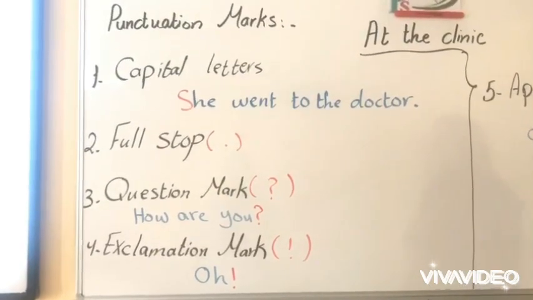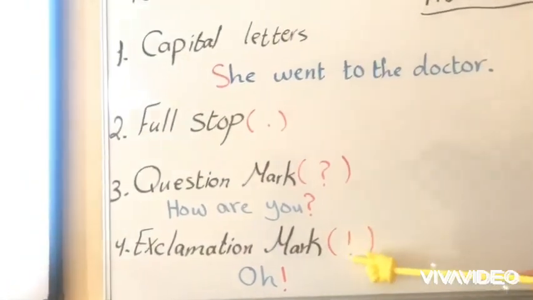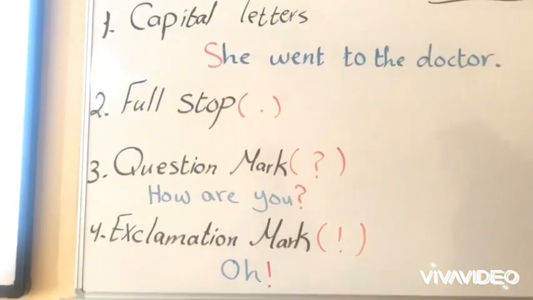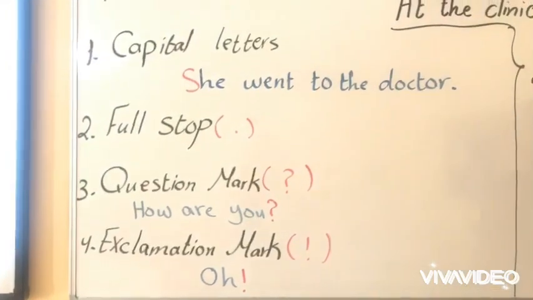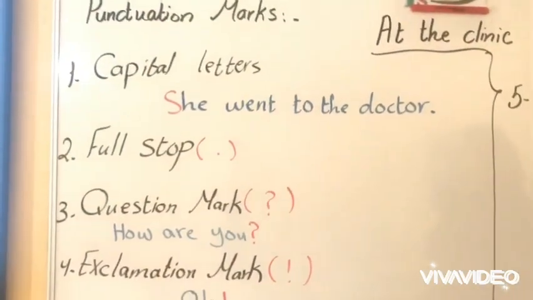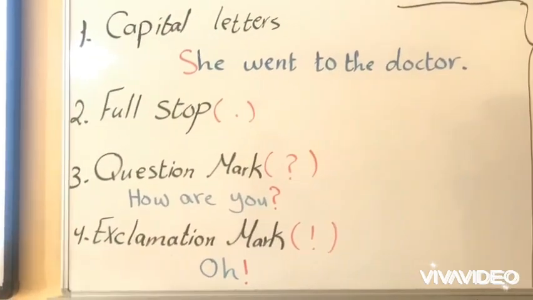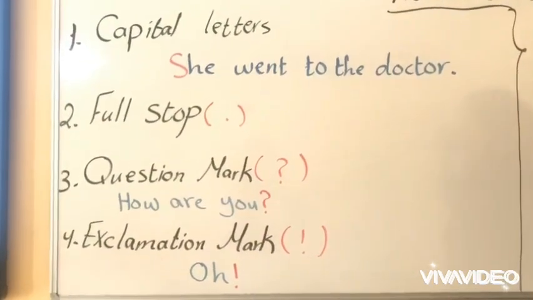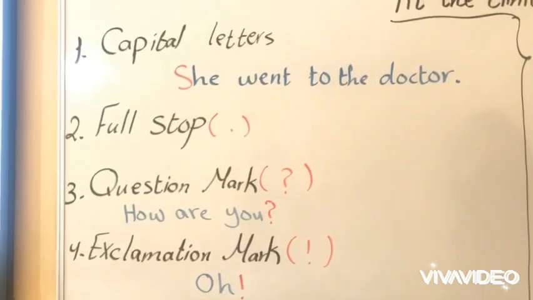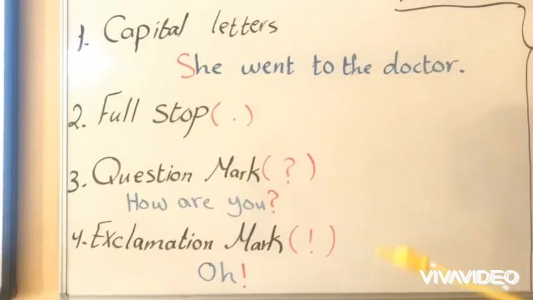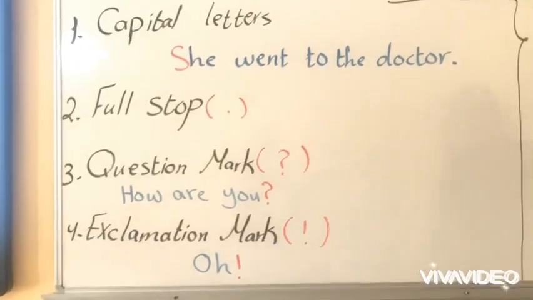Number 4 is exclamation mark. Look at the exclamation mark. We use it when you give strong feeling. If you like something, you will say, wow. Oh no, what's this? How beautiful. Yeah, you give your feeling if you are happy or not happy. So when you give strong feeling, don't forget to use an exclamation mark.